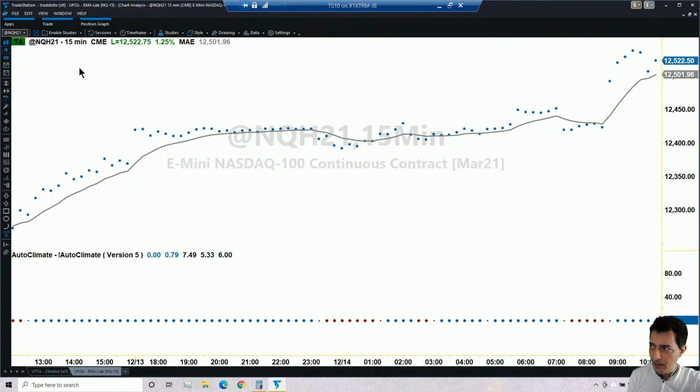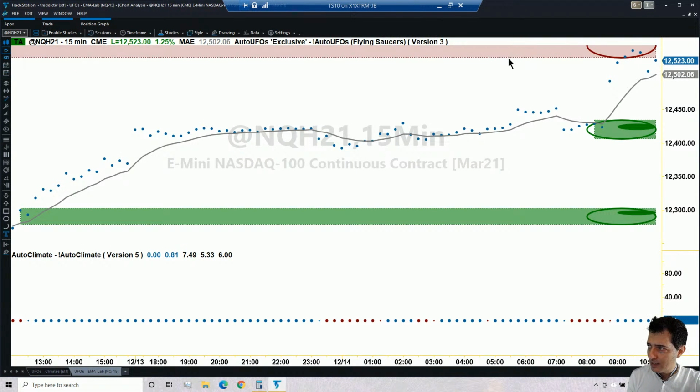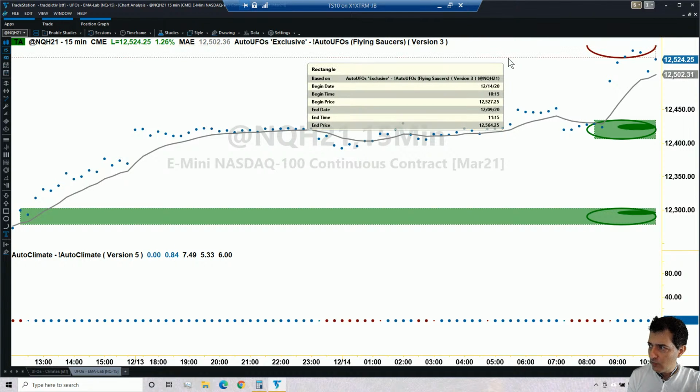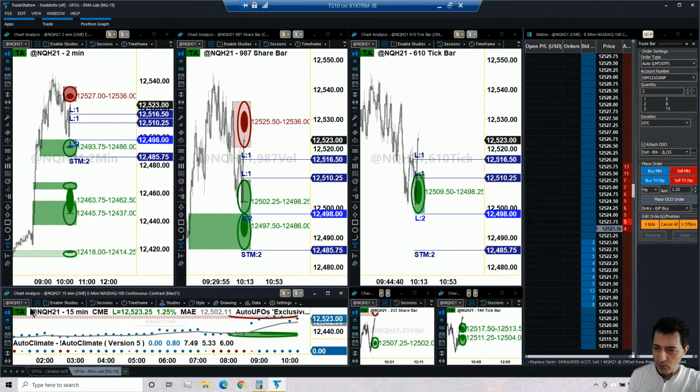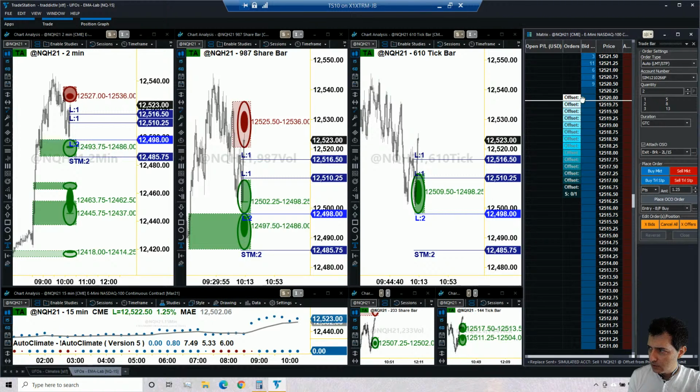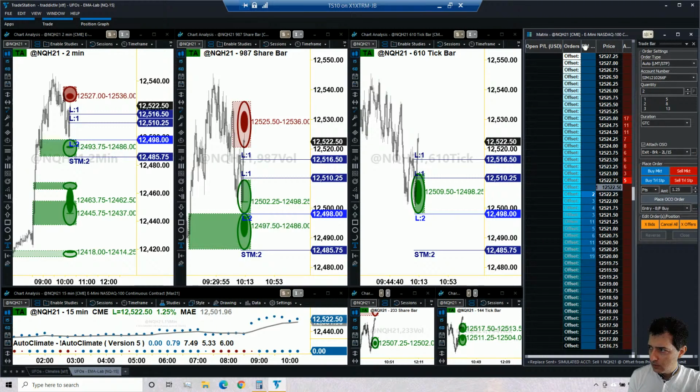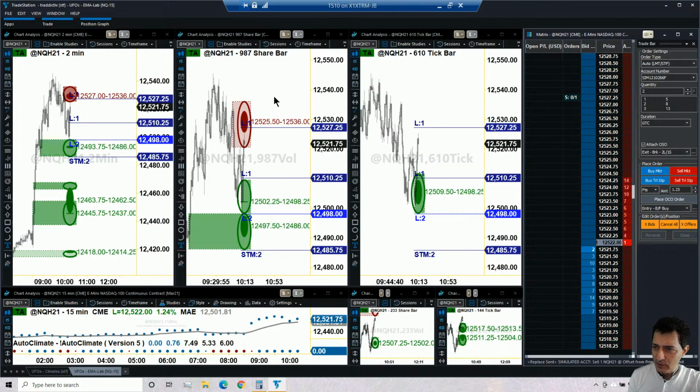Okay, so the last thing I want to do is turn on AutoUFOs to find out where my target would be, and notice that there is a red UFO there. That one is located at 527.25. So 527.25 would be the location for that final target. Okay, right there.